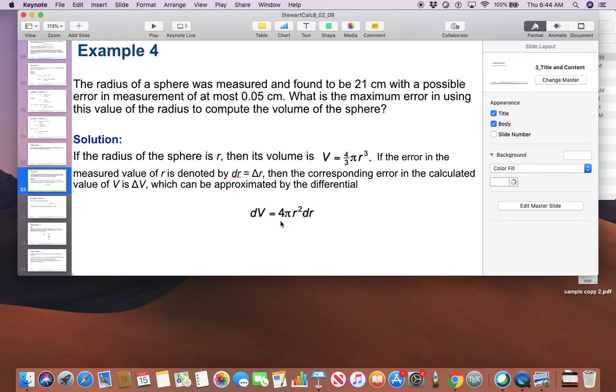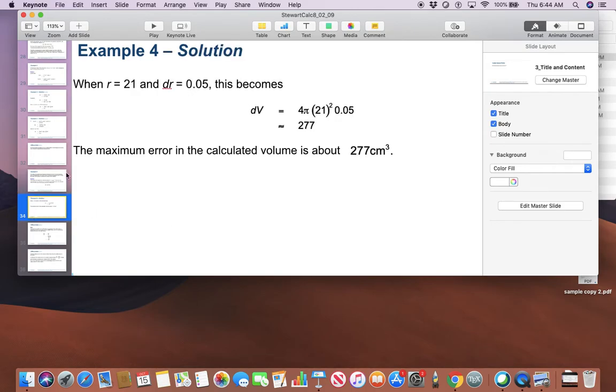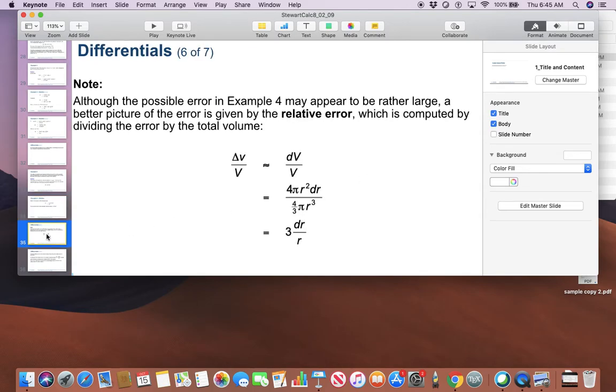So dV requires the derivative of this. So 3 comes down, cancels. So 4 pi r squared and then dr. So dr is 0.05, r is 21, and you can approximately find dV. So the maximum error in the calculated volume is about 277 centimeters cubed.